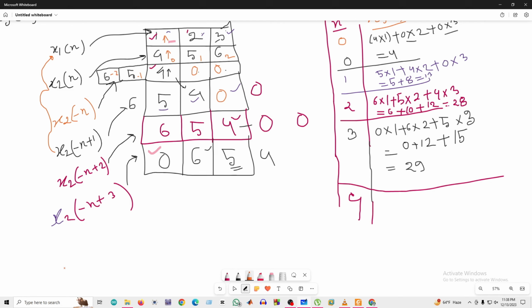So you again write here x2 of minus n plus 4. That is a 4 sample delay. You want to decide that the 4 sample delay. So this is the 4 sample delay situation.